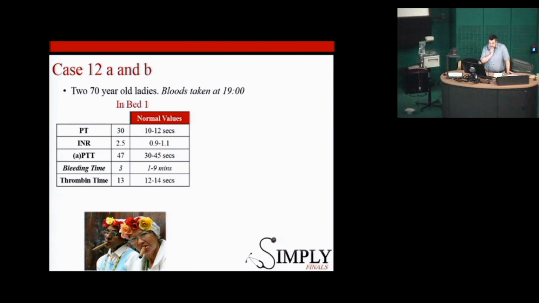So 2 70-year-old ladies are sitting in hospital. Bloods are taken at 7. In bed 1, these are her results. So what's the main abnormality? So a prolonged PT and therefore a prolonged INR. What do you think might be happening here?